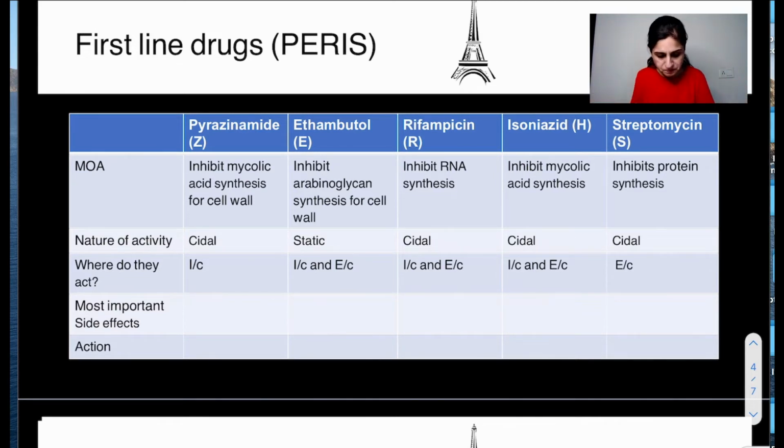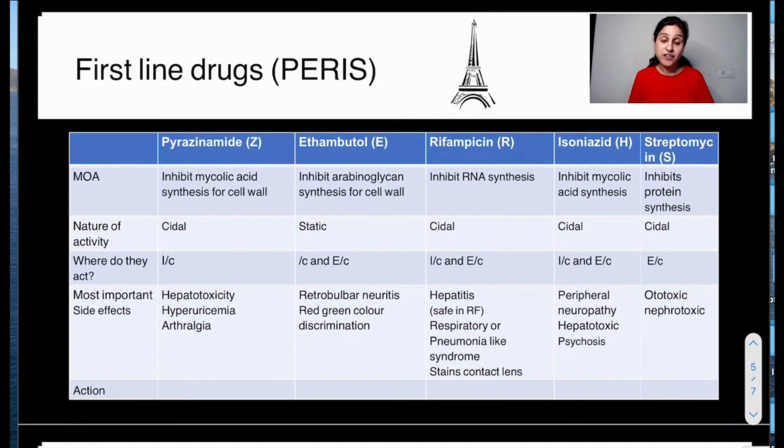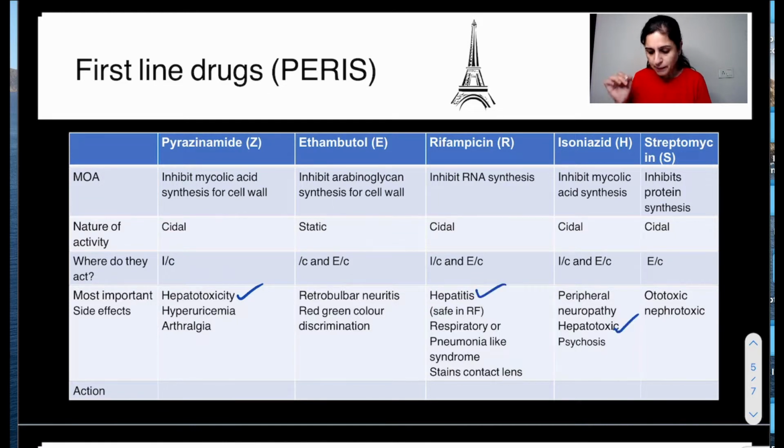Remember that way, right? Coming to the most important side effects, very, very important, because these are the group of drugs whose side effects are really important and you should know about them. The first side effect, which is mostly seen with these drugs, is hepatotoxicity, damage to the liver. Pyrazinamide is hepatotoxic, rifampicin is hepatotoxic, isoniazid is hepatotoxic. The only two drugs which are not hepatotoxic, which can be given in liver failure, are ethambutol and streptomycin. Please remember, ethambutol and streptomycin are the only drugs which can be given in liver failure.